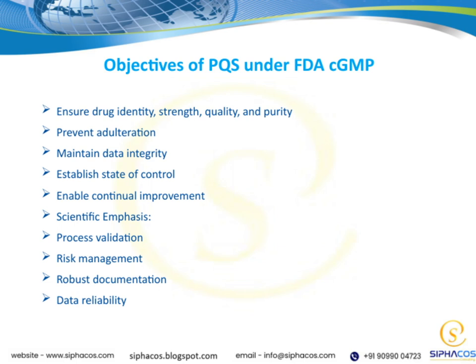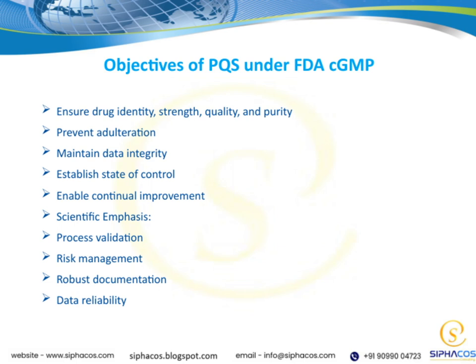Establishing a state of control is also key. This means having consistent processes that are well understood and monitored. And of course, we aim for continual improvement, always looking for ways to enhance our processes and quality systems over time. From a scientific perspective, process validation is fundamental. It confirms that our manufacturing processes work as intended and produce a consistent product. Risk management is equally important, identifying and mitigating potential issues before they become problems.